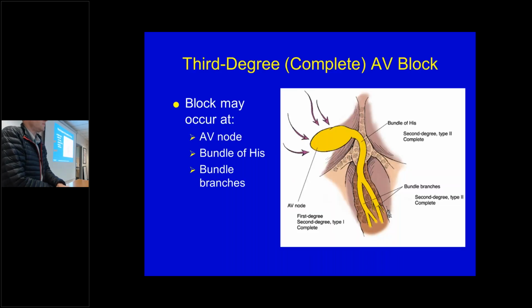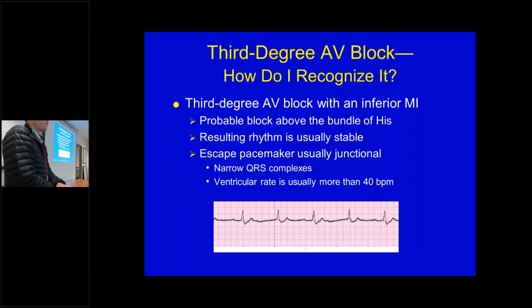All right? So that block, as long as it's a complete block, can happen anywhere in that system, right? So this is a third degree with an inferior MI. So the block is likely above the bundle of His. Because why?